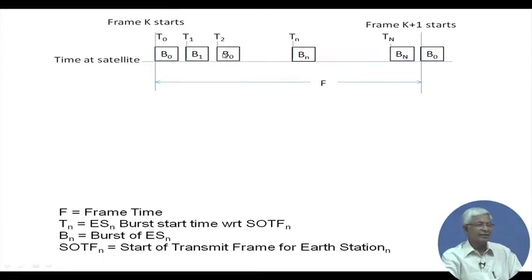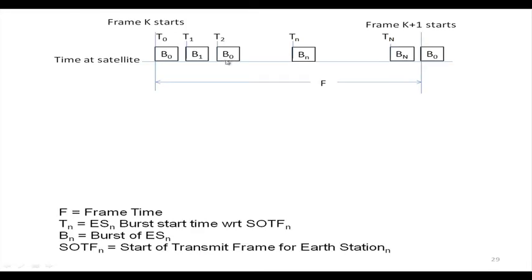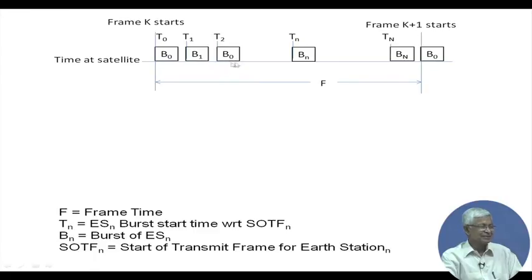It could be another reference burst also, as we have discussed during our TDMA discussion, that there could be a single point failure. So, there will be at least 2 reference stations. So, that is why it could be B0 also, but let us take that this is a mistake and we take it as B2, and the nth is Bn. There are capital N stations, so the last one is B capital N. So, the start times are T1, T2, up to Tn with respect to T0. F is the frame time, Tn is the station n burst start time with respect to the start of transmit frame, and Bn is the burst of station n.